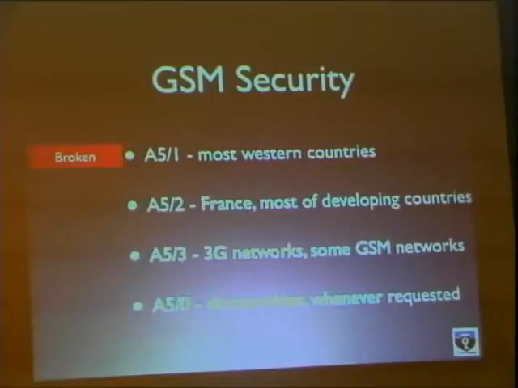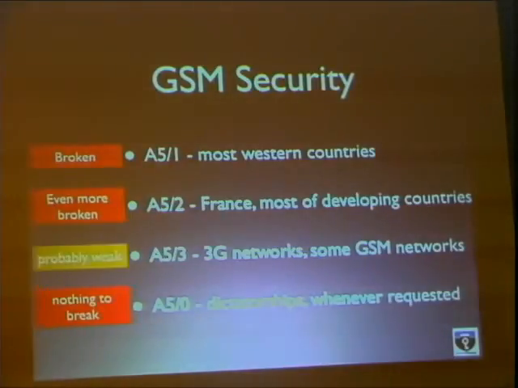Okay, A5/1 has been broken. The algorithm is broken to a point where, when you have, let's say, 2 terabytes of rainbow tables and a few FPGAs, you can break it in non-real time, like half an hour. Which means if you add more hardware and more rainbow tables, it gets much faster. A5/2 is broken in a way that you can basically do decryption on a notebook in real time, which means it's totally broken. A5/0, there's nothing to break, it's just clear text. And A5/3 is probably weak.